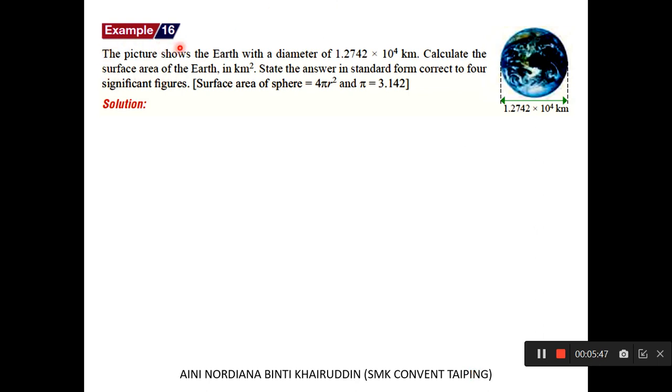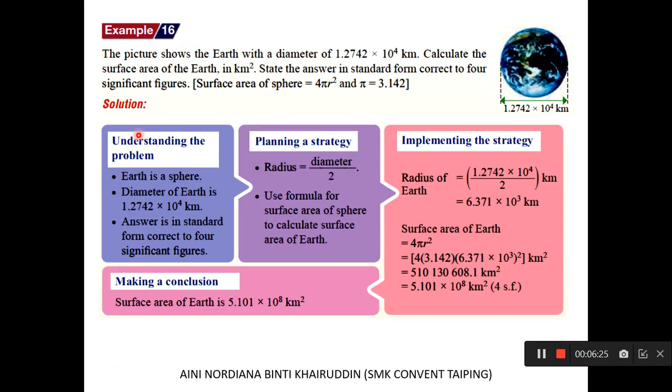Next, example 16. The picture shows the Earth with diameter of 1.2752 times 10 to the power of 4 kilometer. Calculate the surface area of the Earth in kilometer square. State the answer in standard form correct to 4 significant figures. Given here the formula of surface area of a sphere is 4 pi r square, and also given the value of pi equals 3.142.